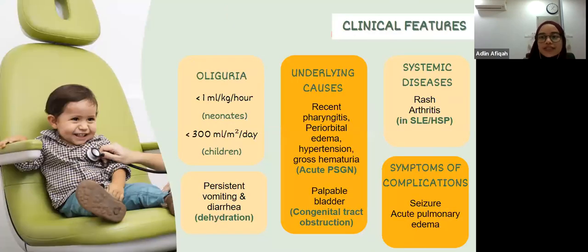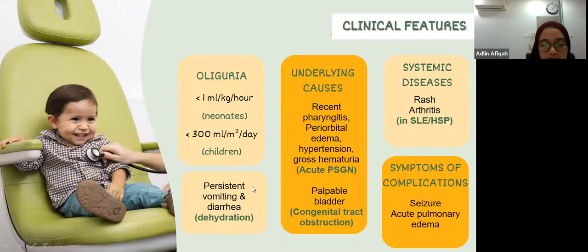Okay, next is clinical features of AKI. So children commonly will come with oliguria, in which for neonates the level is less than 1 ml per kg per hour, and for children it is less than 300 ml per meter square per day. Other than that, children with underlying causes like acute PSGN might come with recent pharyngitis together with periorbital edema, hypertension, and gross hematuria. For the children with underlying congenital tract obstruction, they can come with palpable bladder.